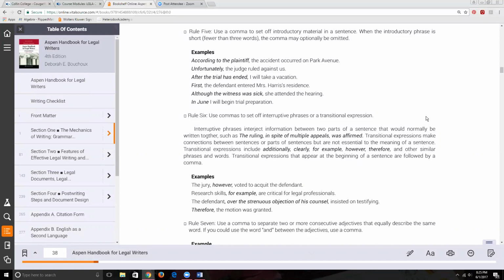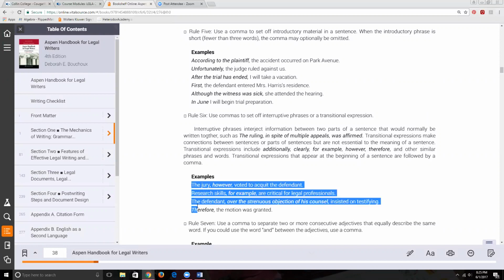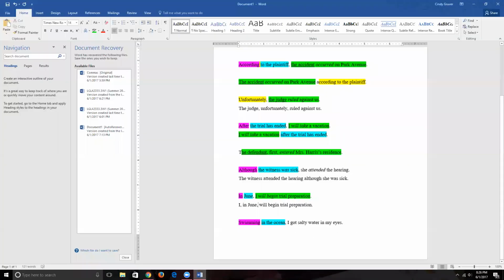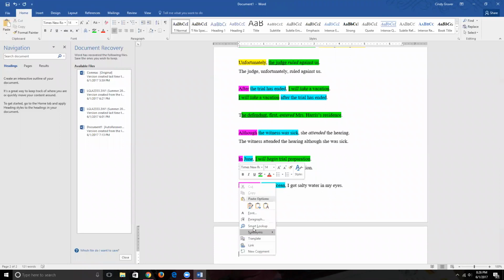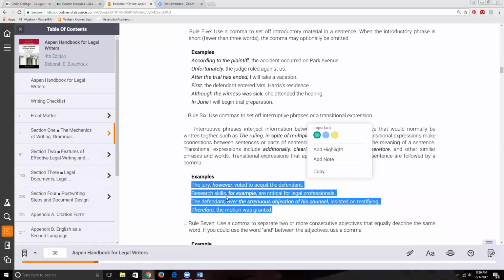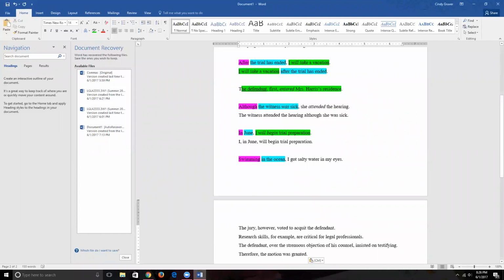We can see here that three of our four are very brief, and so these are effective interrupters, effective transitional tools. But if they get too long, we probably want to use them in the introductory position, the Rule 5 way, at the beginning of the sentence as opposed to the interruption position. Well, let's look at these for a second. I'm going to make the interrupter go away and make sure we have an independent clause. Let's read it: "The jury voted to acquit the defendant."